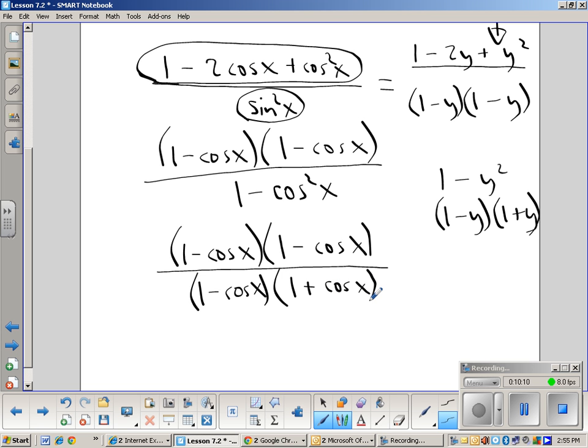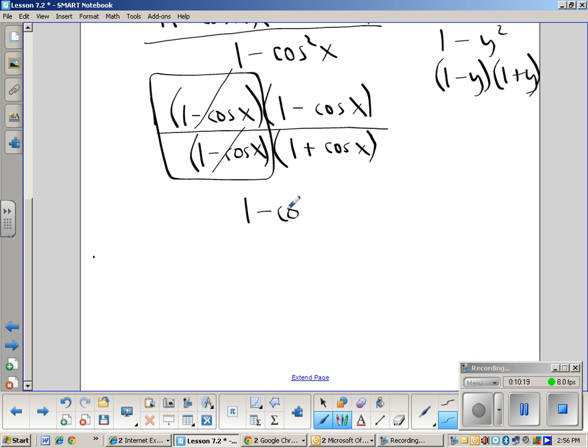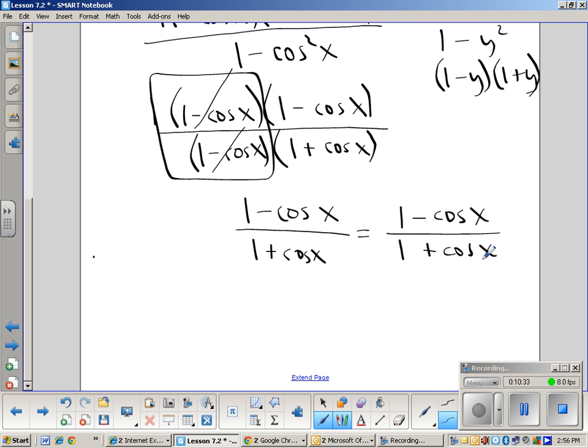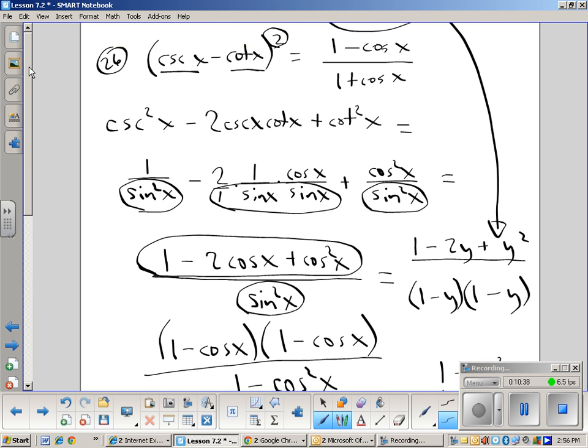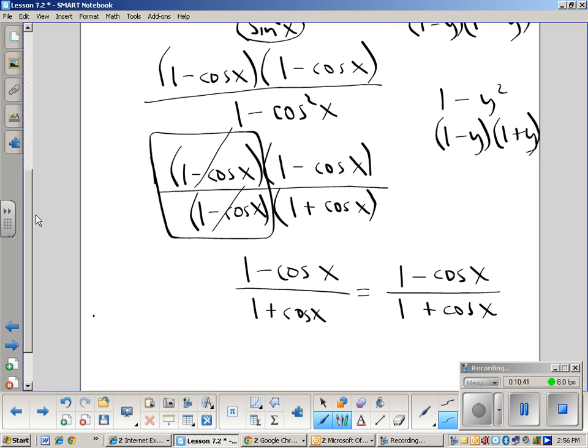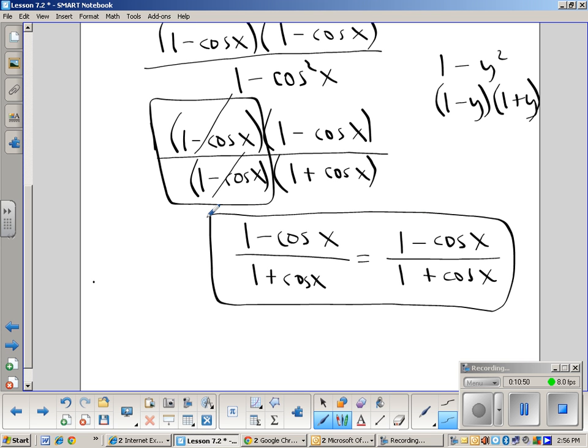And so you can see here we have the same factor, and so they cancel, leaving us with 1 minus cosine x over 1 plus cosine x, which was exactly what we had started with on that side. Go back and look at the top. 1 minus cosine x over 1 plus cosine x. And that's what we ended up with. So now our left side matches up with our right side, proving that it is indeed an identity.